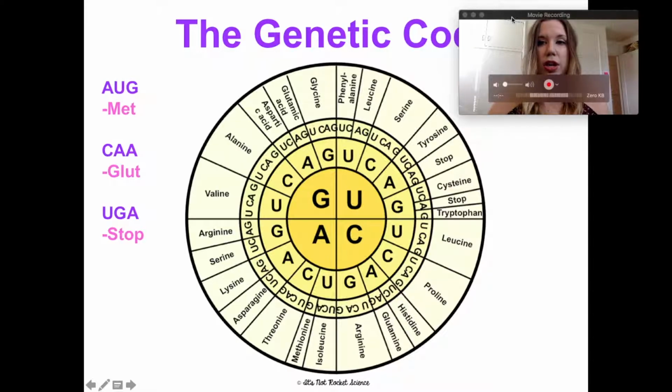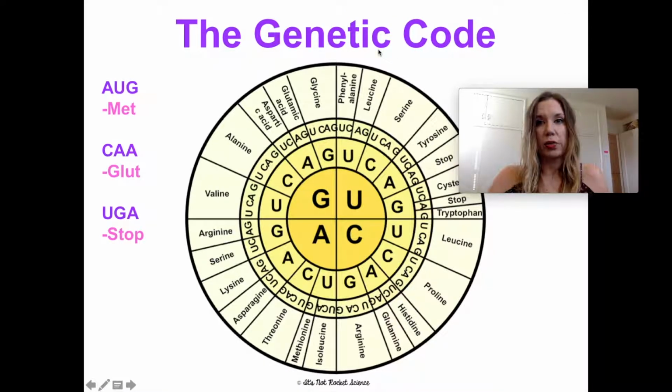Okay, so if you were to play the role of a ribosome or of a tRNA molecule, you are going to need this genetic code. If you wanted to look up which specific codon matches which amino acid, this is what you would do. There's a start codon and a stop codon. The universal start codon is AUG. And so let's look at how to use this chart.